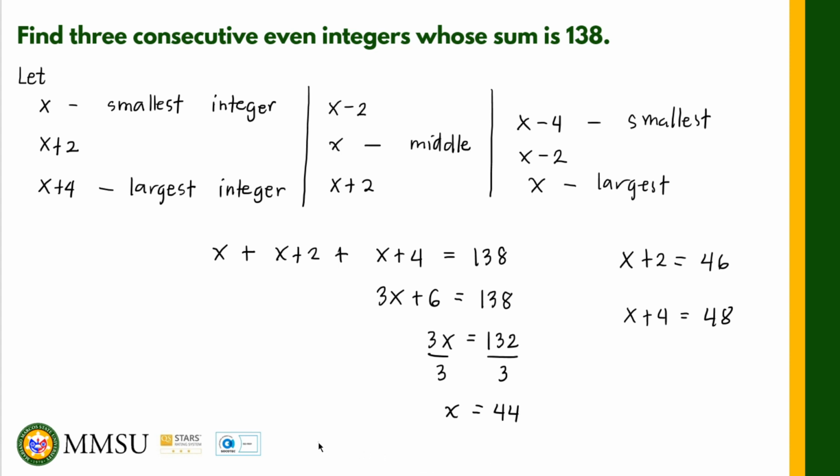Our conclusion: the three numbers are 44, 46, and 48. So that is our conclusion. That's it for word problems or linear applications involving number problems. So see you in the next video for the geometry problems.